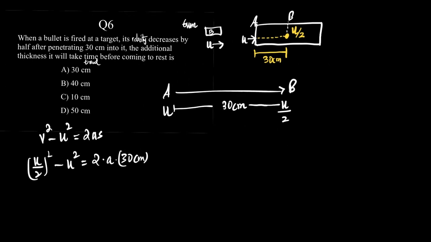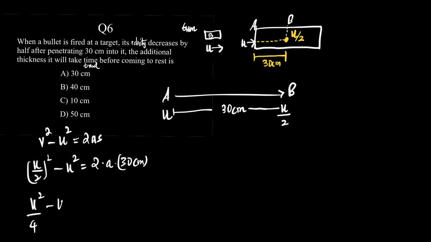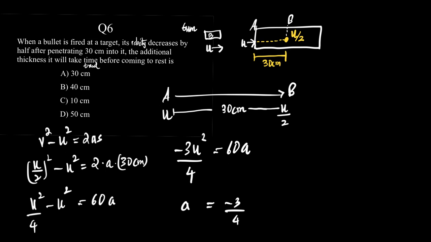Now, if you solve this algebraically, what do you get? You get u square by 4 minus u square is equal to 60a, which further means minus 3u square by 4 is equal to 60a, which basically means that a is equal to minus 3 by 4 into u square by 60, which is a is equal to minus u square by 80.